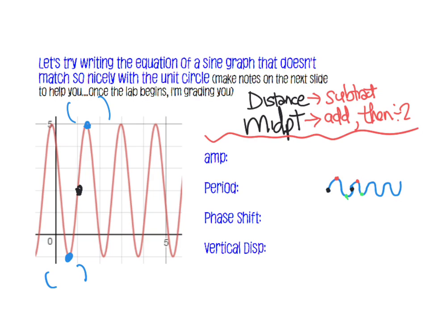All right, last one, vertical displacement. X value or Y value? All right, it should be a Y value. It says vertical displacement. That's a Y value. The vertical displacement is the place, it's like the equilibrium. I like to call it the equilibrium. It's right where the middle of your graph is.